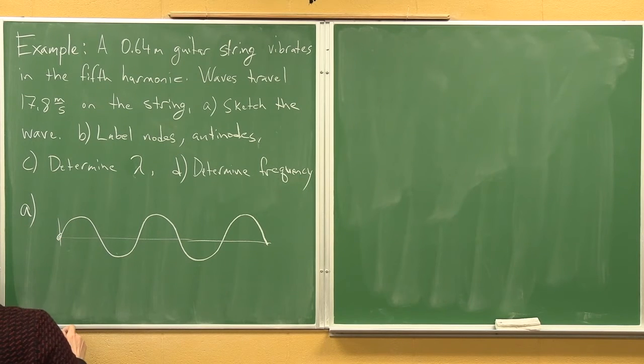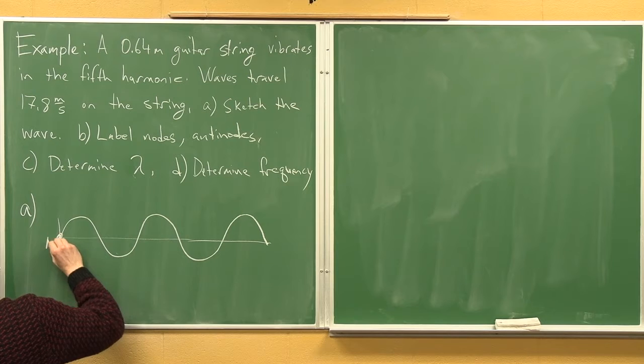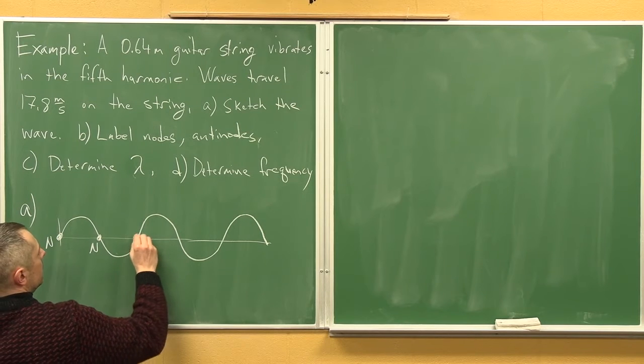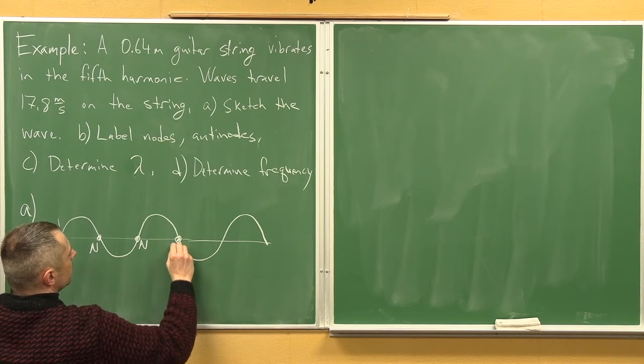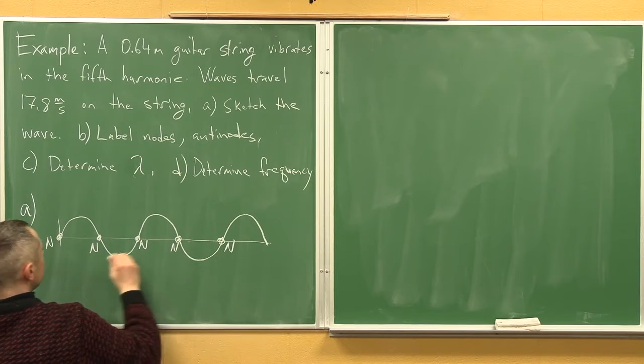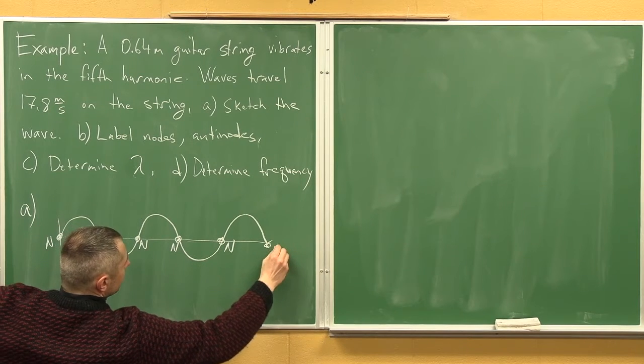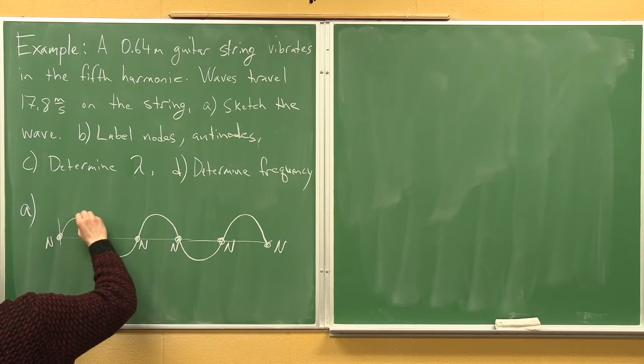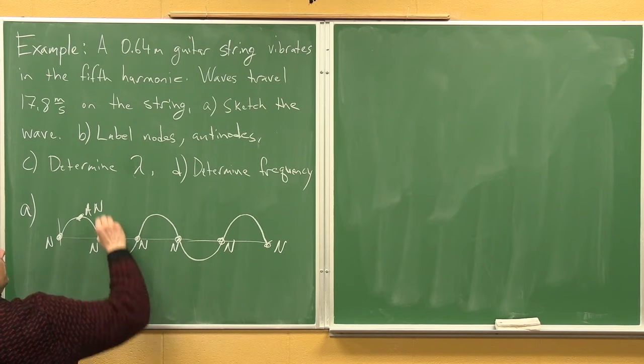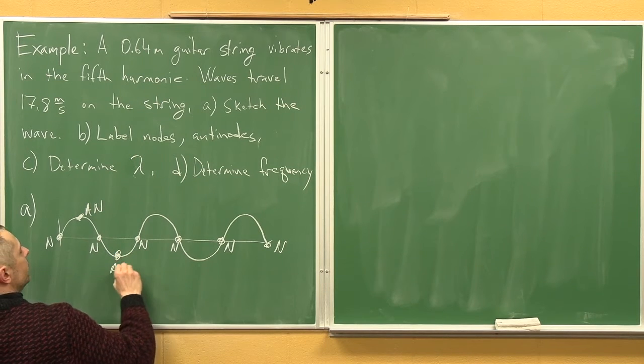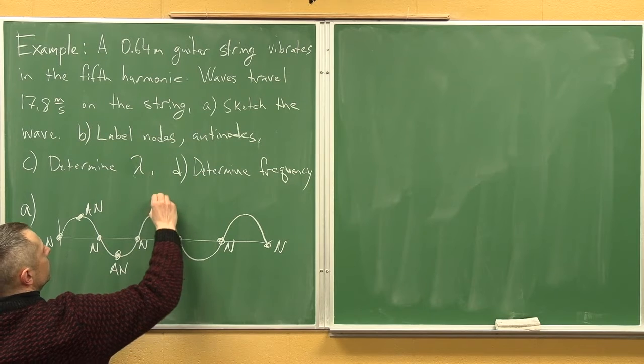So now I'm going to label all the nodes and antinodes. Here's a node. And, oh, forgot one, right here. So, antinodes are either crests or troughs. Doesn't matter. They're both antinodes.